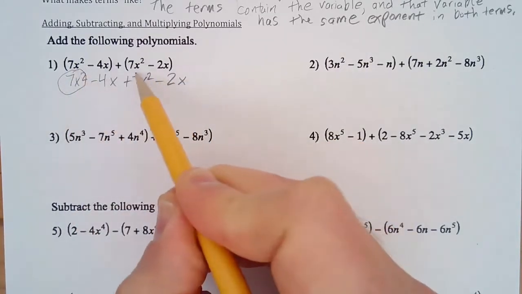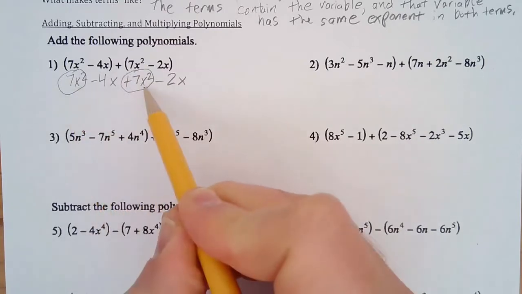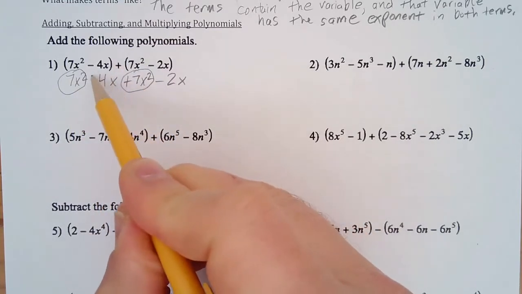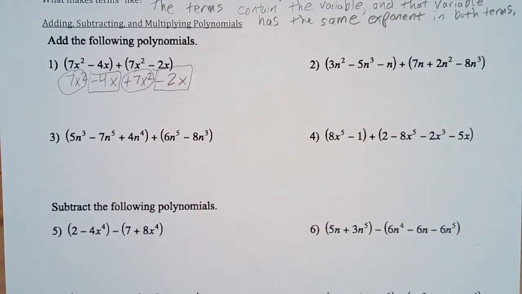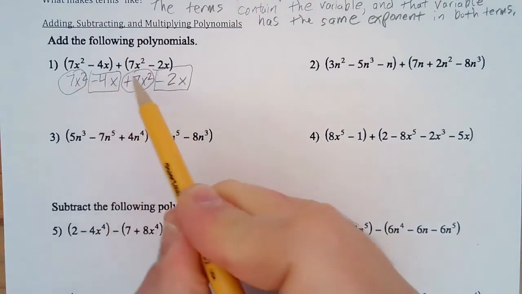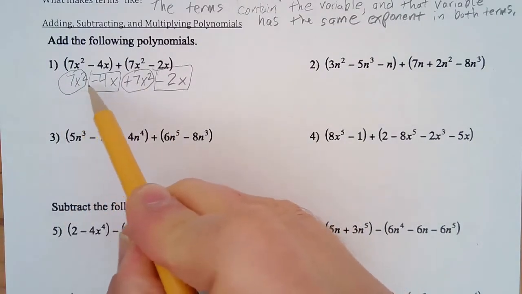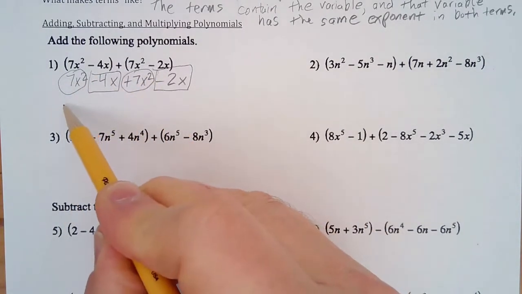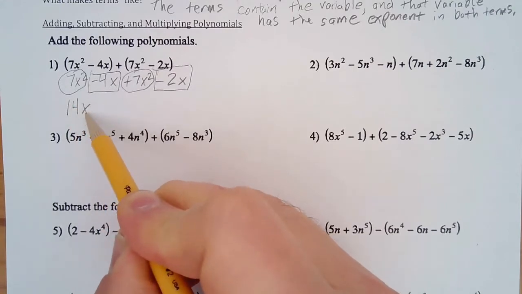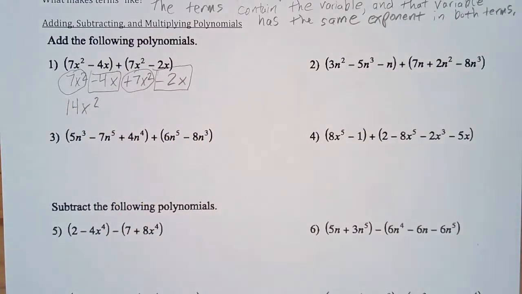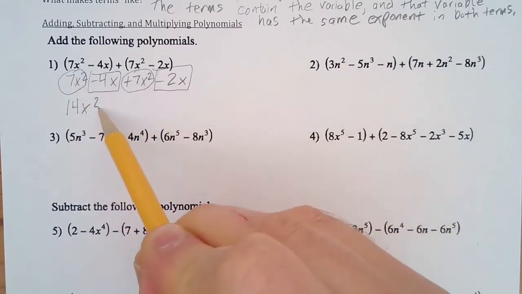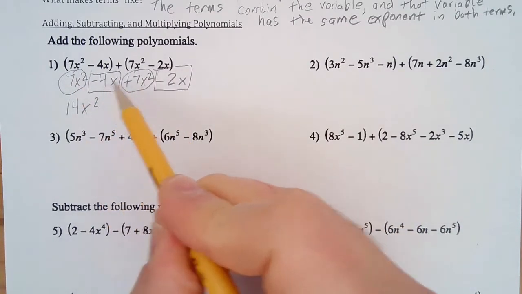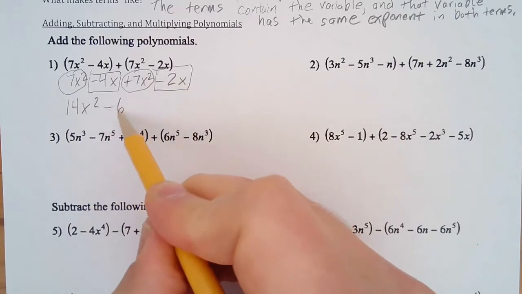We got 7x squared here and another 7x squared here. Here we have negative 4x and negative 2x. You can draw the shapes around them like that if it helps. And you just add their coefficients together. 7x squared plus 7x squared gives us 14x squared. You do not add the exponents. You have the same exponent on the result term. And then negative 4x plus negative 2x is negative 6x.